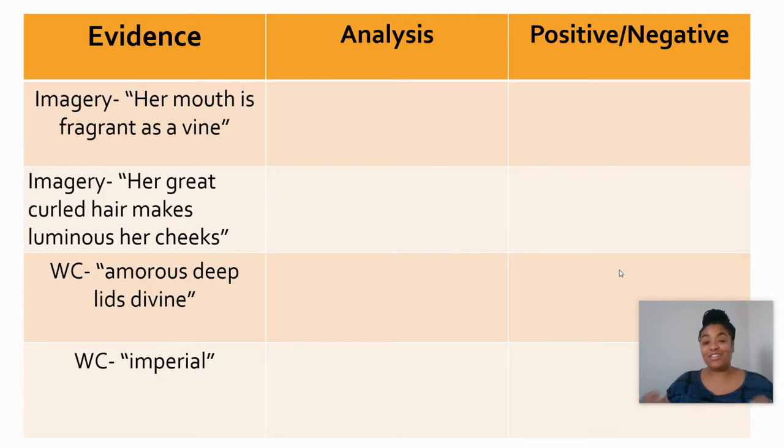All right, scholars. So you have had 2 minutes to create this T-chart. We are now going to use this T-chart to really dive into this poem, Cleopatra, and analyze and decide if some of the imagery and word choice that the author has used shows positive or negative connotation.